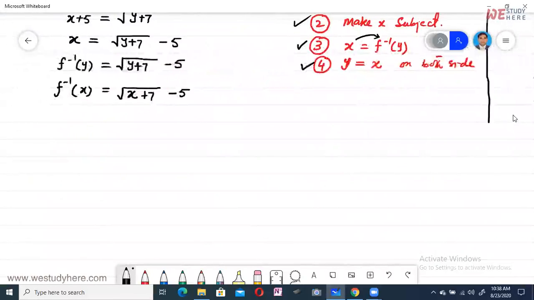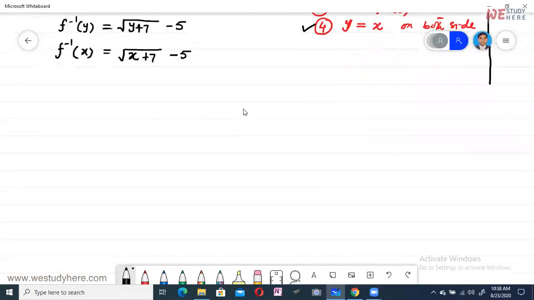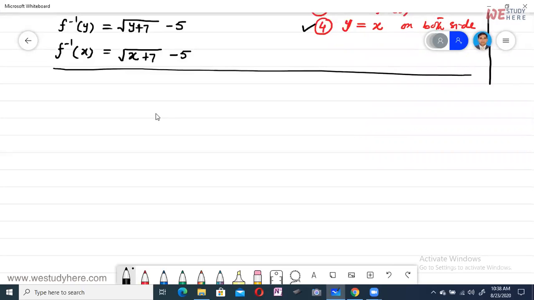Now, question number 4. Question 4 is f of x equal to 8 minus square root of x minus 3, for x greater than or equal to 3. Find an expression for f inverse of x.